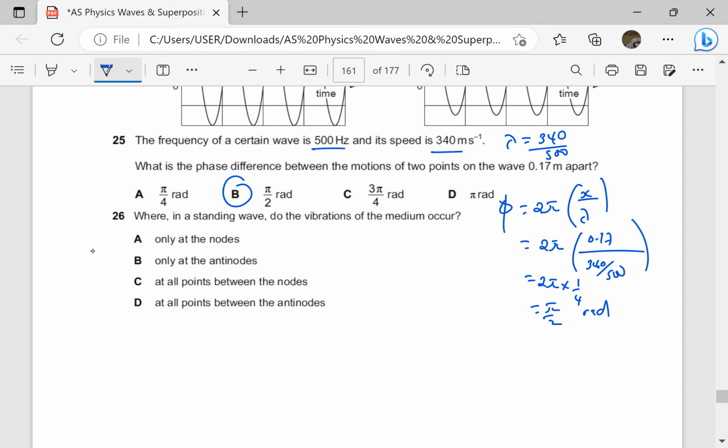Where in a standing wave do the vibrations of the medium occur? Only at the nodes, that is not true. Only at the antinodes, that is also not true. Vibrations occur between two adjacent nodes. So it is not only at antinodes. All particles have amplitudes which range from zero at the nodes and go on increasing to maximum at the antinodes. At all points between the nodes, so the answer is going to be C. At all points between antinodes, this is not true because there is a node between two antinodes.